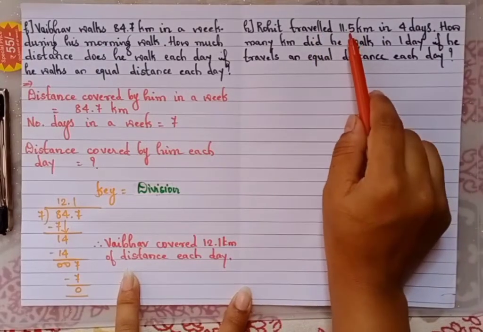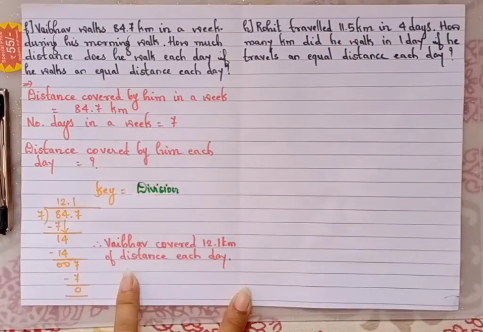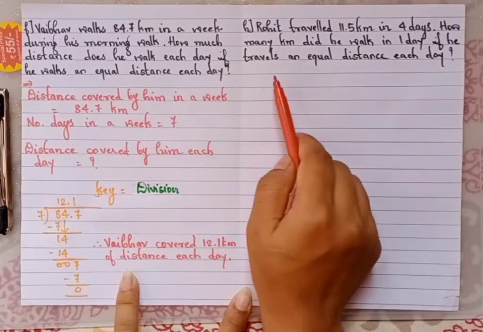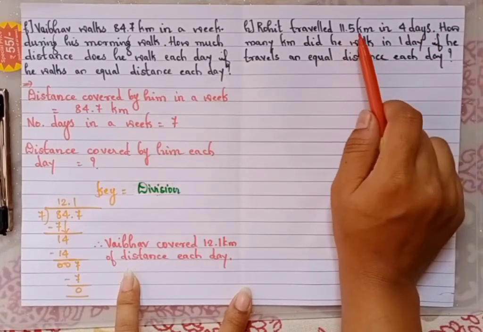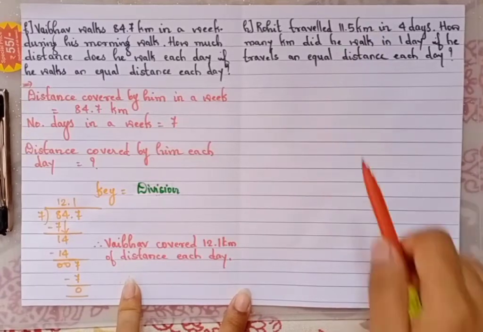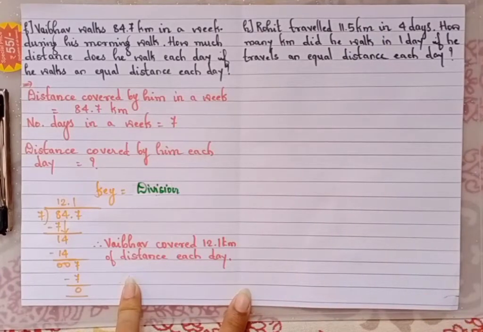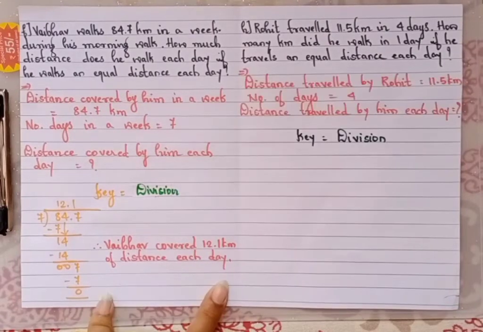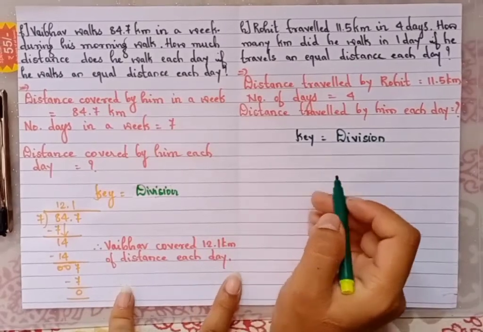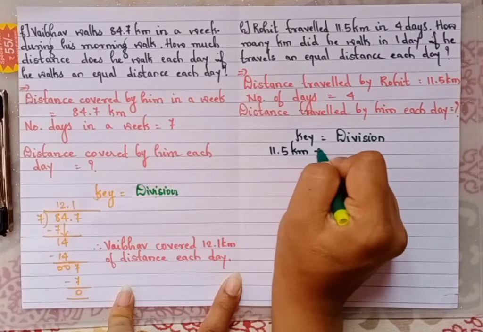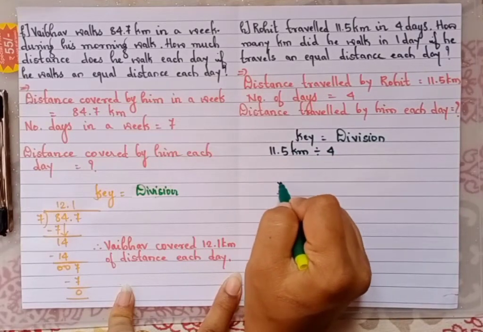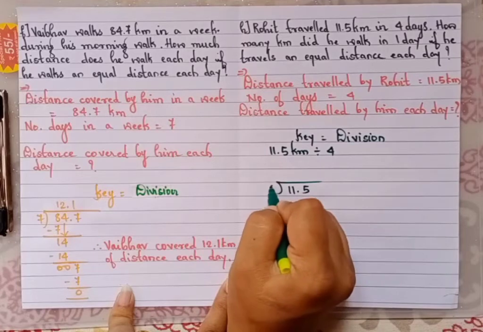Distance covered by him in 4 days equals 11.5 kilometer. Number of days equals 4. Distance traveled by him each day, or 1 day, equals question mark. Key: division. So now let's divide 11.5 kilometer by 4. Therefore 11.5 divided by 4.